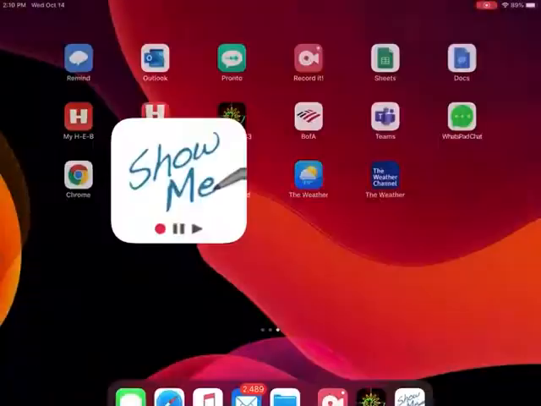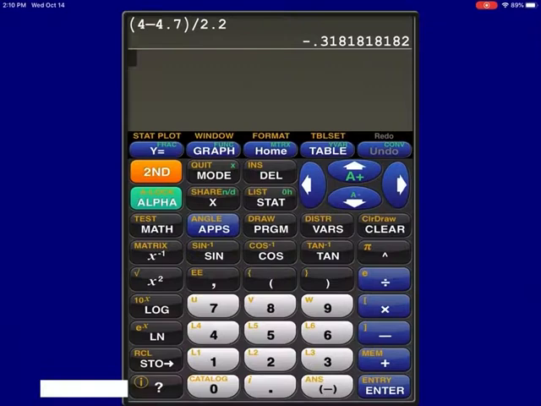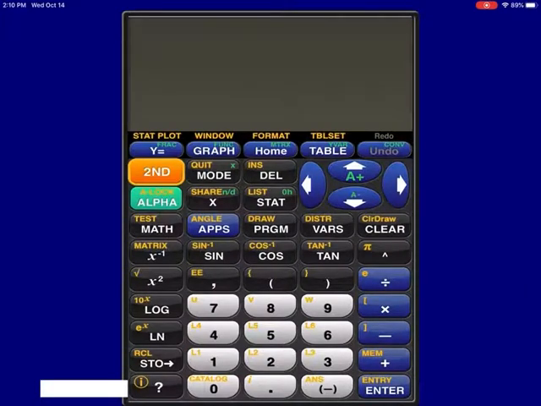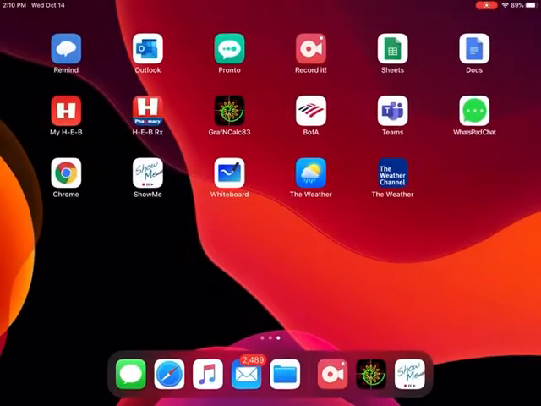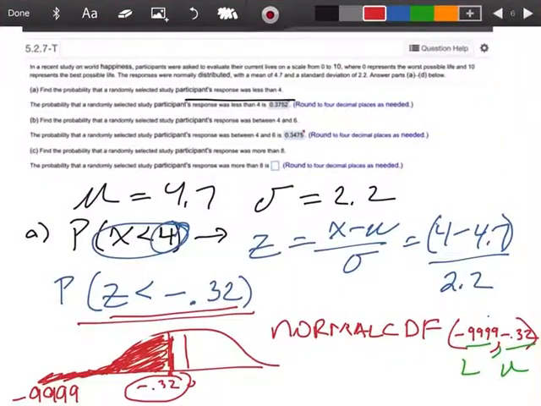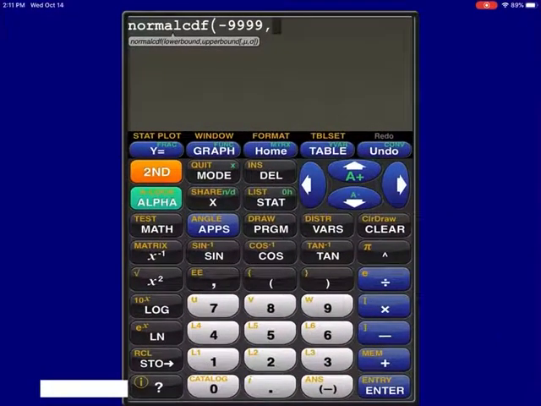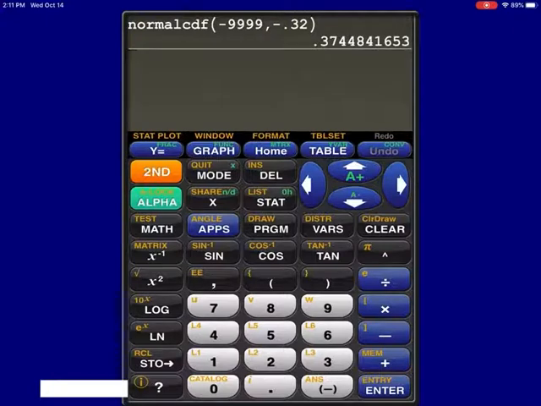So let me show you how to do this part on the calculator. So I'm going to go to my calculator, clear this out. I'm going to go second bars. I'm going to go to normal CDF. We said our lower value was a negative, a whole bunch of 9s, comma. Our upper value was negative 0.32.